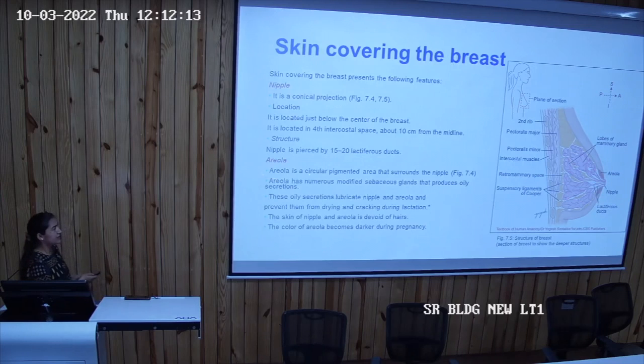Now the areola is a circular pigmented area that surrounds the nipple and it has modified sebaceous glands. These modified sebaceous glands have a role during the lactation, that they keep on secreting the oily secretion so that there will be no cracked nipple or areola. This oily secretion is the work of the modified sebaceous gland, which can be seen during the lactation over the areola as a tubercle, and these tubercles are called Montgomery tubercles. So Montgomery tubercles are present on the areola, and they are because of the modified sebaceous gland.